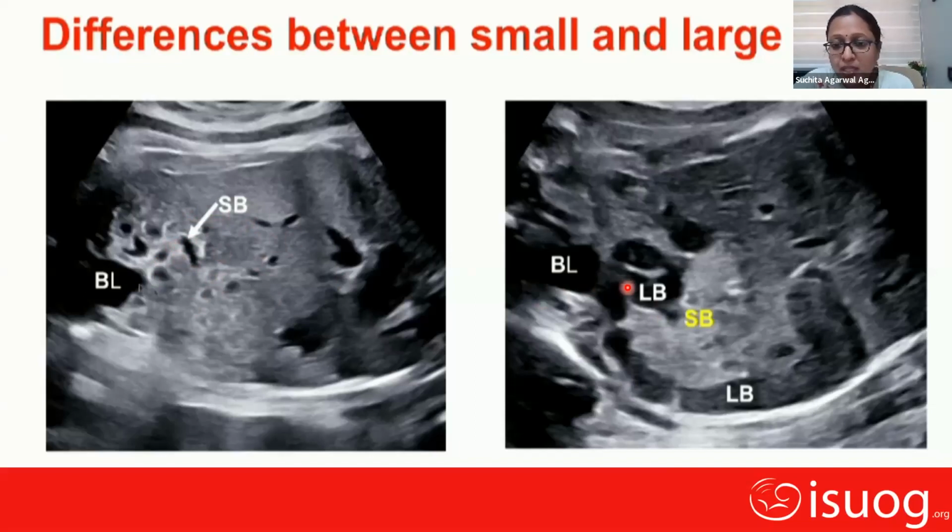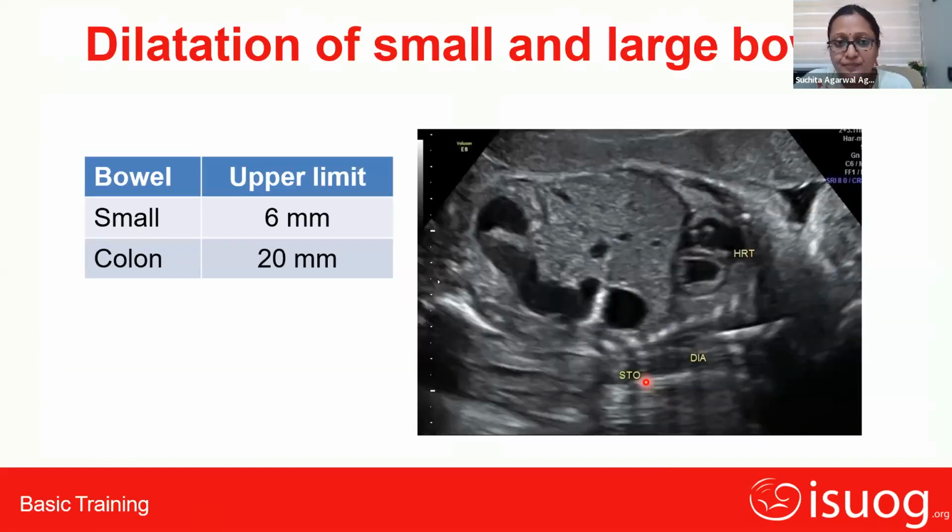And what about large bowel? Large bowel is seen in the periphery of the abdomen. They are relatively hypoechoic structures and they don't show peristalsis.